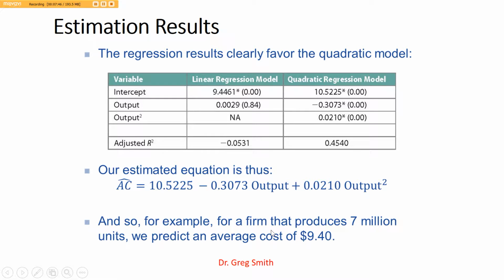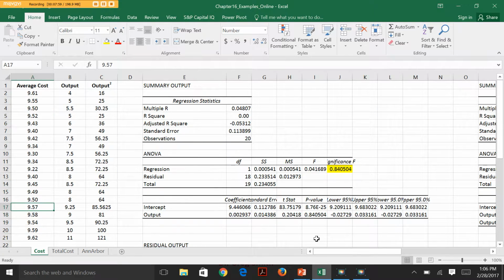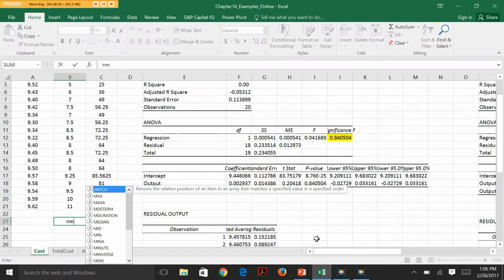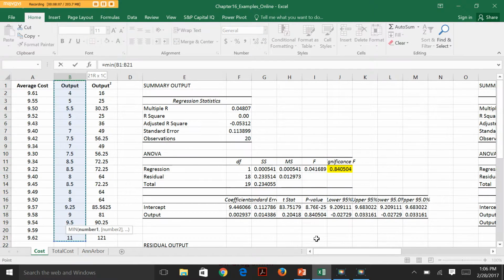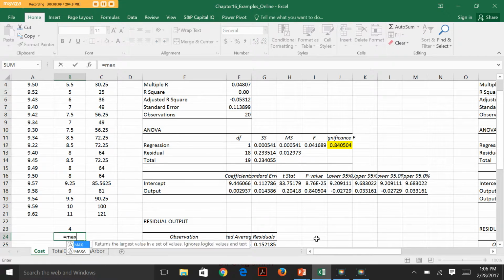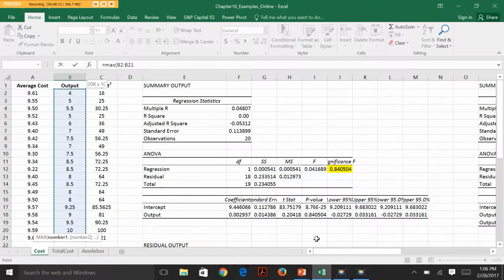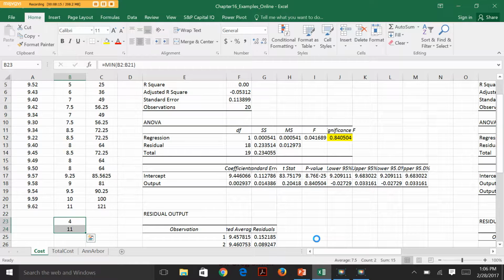Now, if somebody produces output of 7 million units, you put 7 in here and 7 squared in here, and you get a predicted average cost of 9.4. You're not going to be able to predict outside of anything you've seen. So with the output, it has to be within the bounds of the max and the min. The minimum value is 4, and the max value is 11. So you cannot predict anything outside of 4 and 11, inclusive. Anything outside of that you've never seen before, and the regression isn't sufficient, at least for this part of statistics.